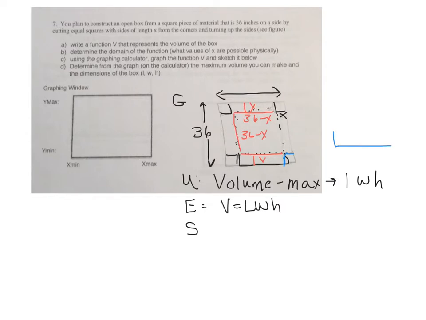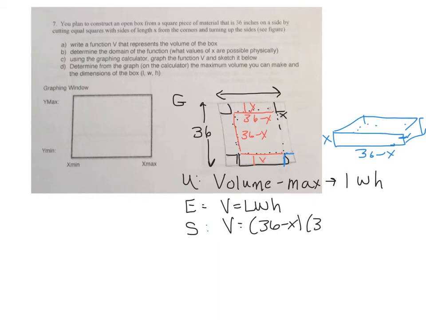So we'll end up with a box that looks like this. And the two edges will be 36 minus x, and the height will be x. And you'll have to tape the corners because they'll go just right together when they fold up. So the substitute into the equation would be volume equals length, 36 minus x, times width, 36 minus x, times height. That's the equation that we want to find a maximum for.